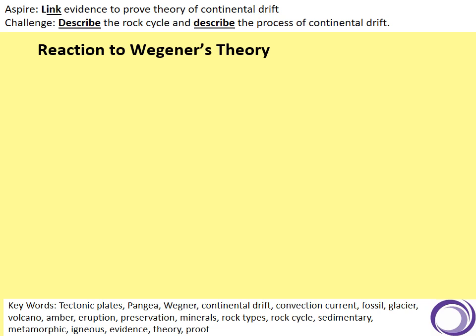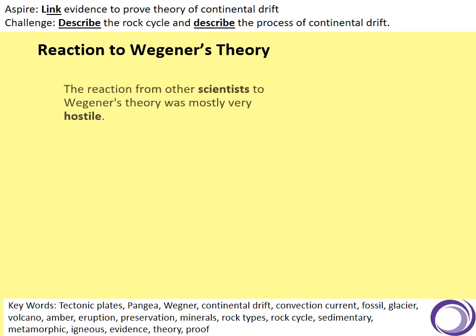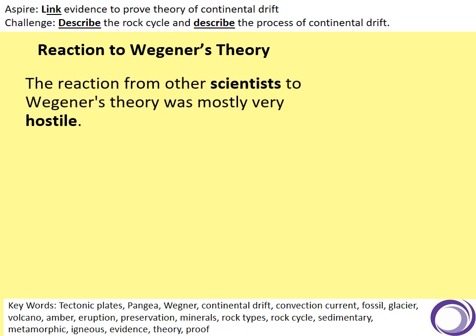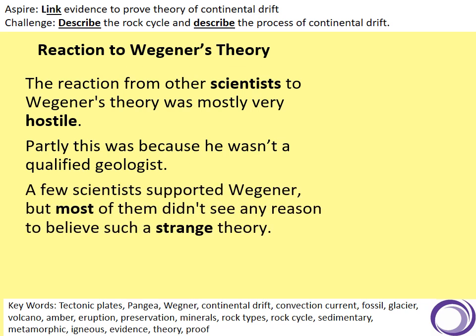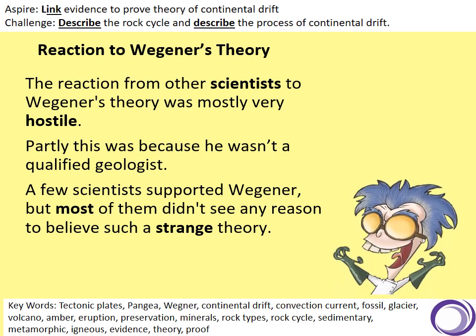So the reaction to Wegener's theory was less than positive. In fact, some scientists were actively hostile. Part of this was possibly because he wasn't a qualified geologist and they felt he didn't have a right to publish in a field that he didn't understand or wasn't qualified in. A few scientists did support his ideas, but most of them didn't see any reason to believe such a strange theory. They actually thought what he was saying was quite bizarre.